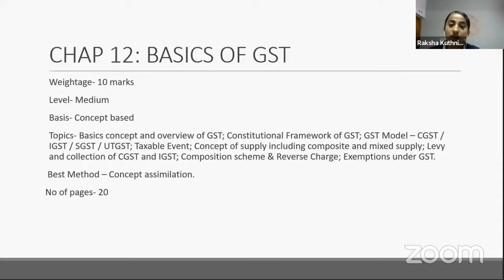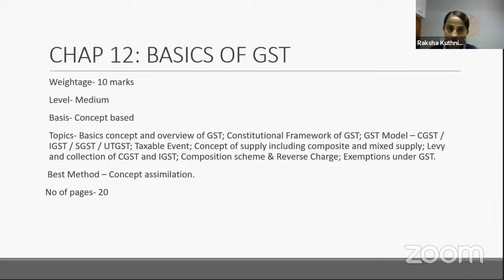Okay, what is the taxable event? See, if there is no supply, there's no GST. The taxable event itself under GST is supply. So they will explain what is supply and what are the different forms of supply, forward charge, reverse charge, composition scheme. So I feel this chapter is a prominent chapter, and that is why this has been given 10 marks.